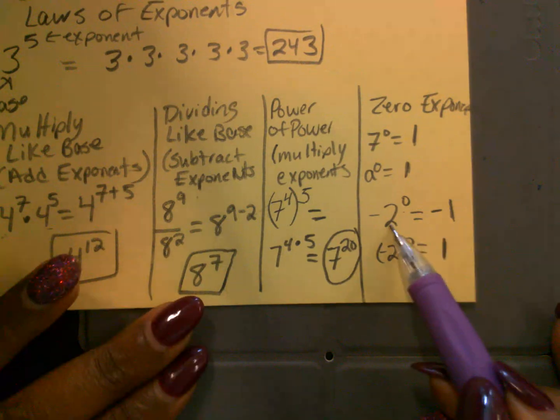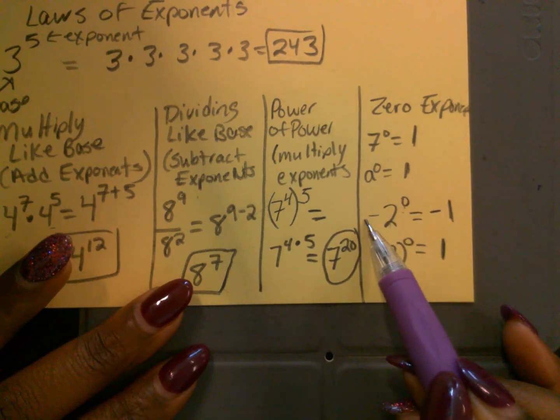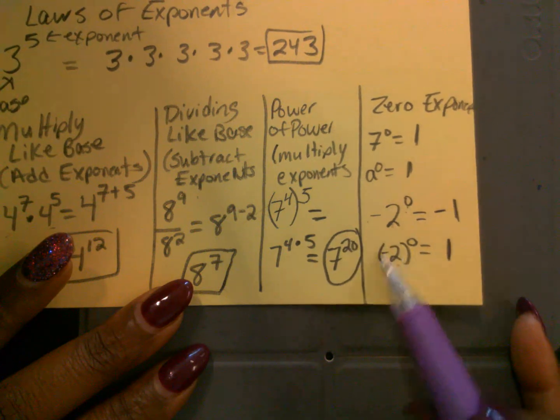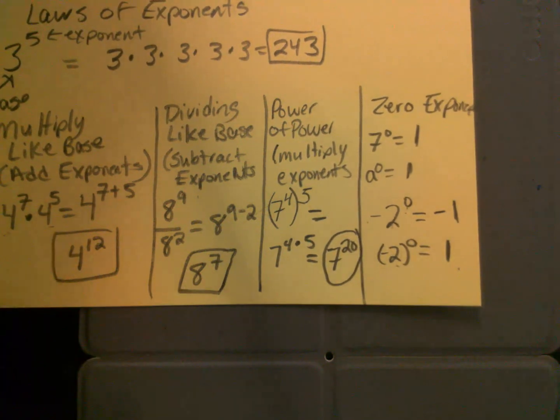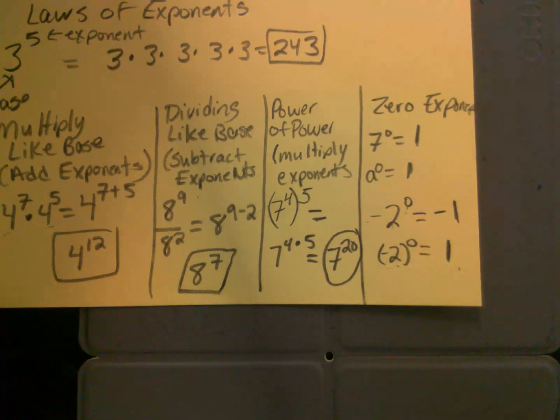This is doing 2 to the 0 power, which is 1, and then multiplying the negative. This is doing -2 to the 0 power, which is going to be just 1. So there's a difference between the two. Any questions?